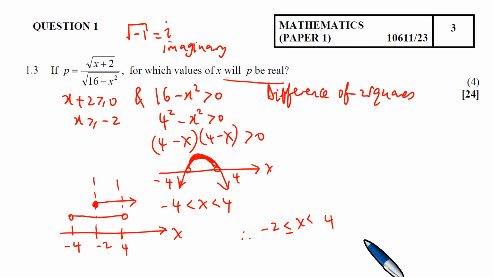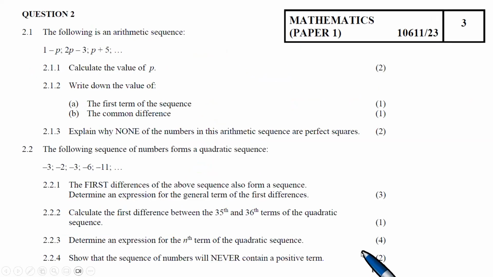Right, so we continue. Now we look at the next one. Let's look at 1.3.1. The following is an arithmetic sequence. So you have the question on sequence and series, and here are the questions. There are a lot of them, but I have broken them down into digestible pieces. So 60 marks about sequence and series. Some are quadratic, some are arithmetic, etc.